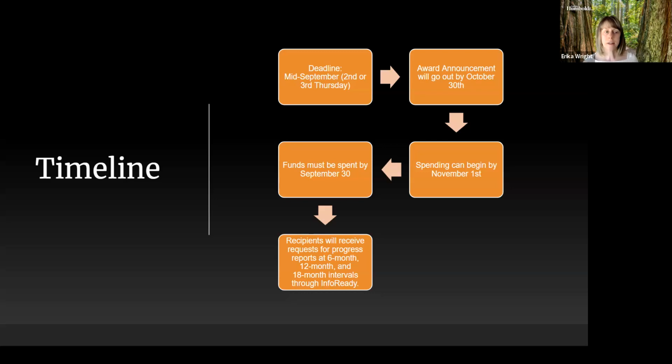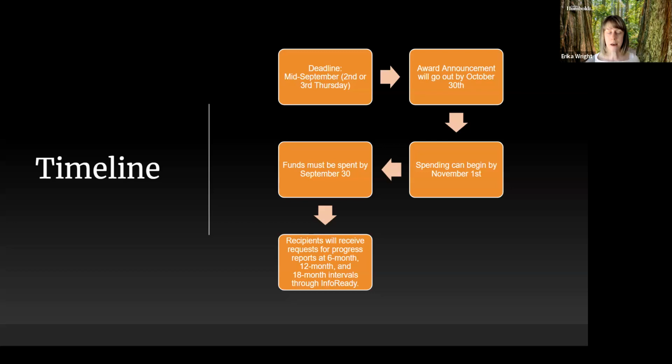And then also one last thing to note is that you will be receiving requests for progress reports. Right now it's set up in the system to send out reminders at 6-month, 12-month, and 18-month intervals, through InfoReady, which is the same system that you will apply through. This could change. I would like to find a way to make it more dynamic, but at the moment these are automated.